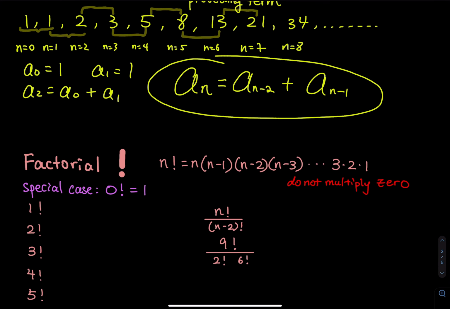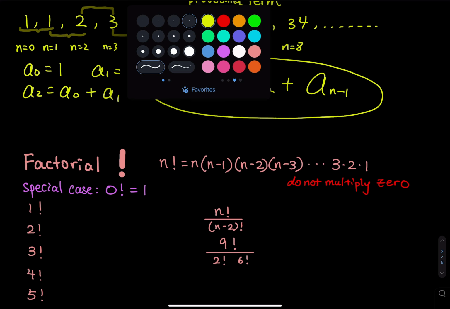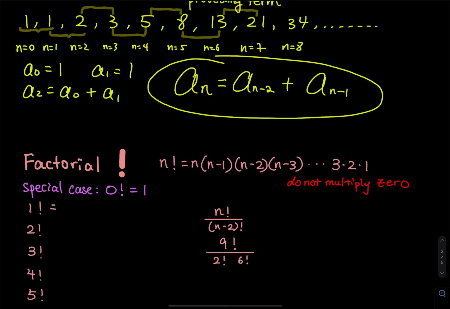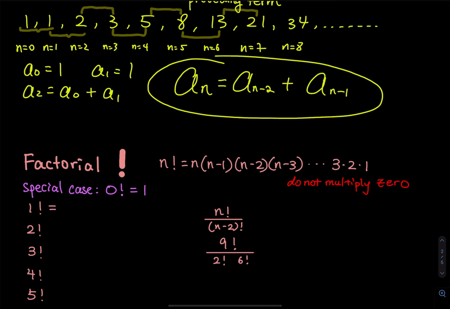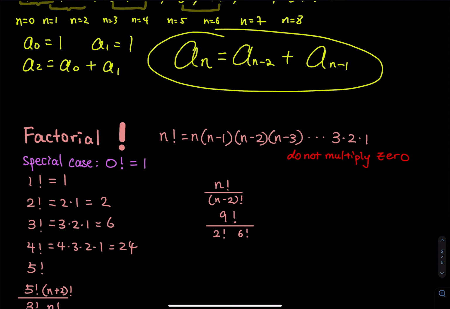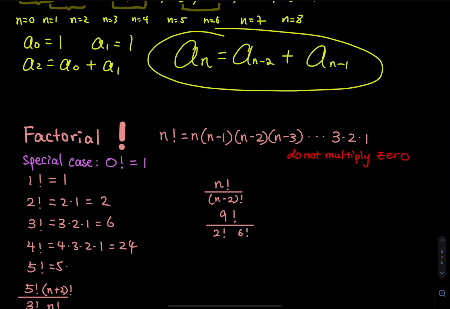So let's do some basic steps. 1 factorial is just equal to 1. So this is 1, 2 factorial is 2 times 1, and then 3 factorial is 3 times 2 times 1, and then 4 factorial is 4 times 3 times 2 times 1, and then 5 factorial is 5 times 4 times 3 times 2 times 1, that is equal to 120.